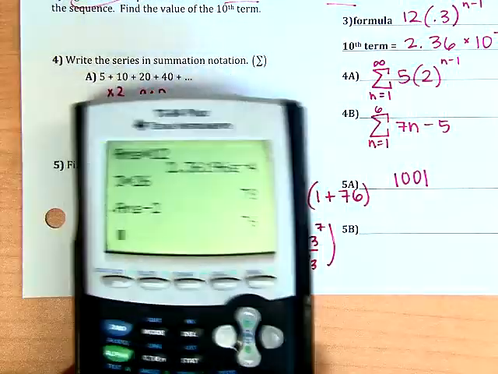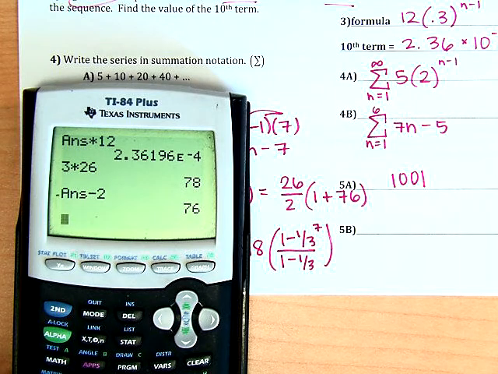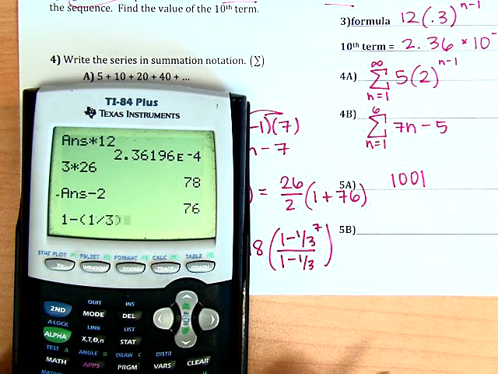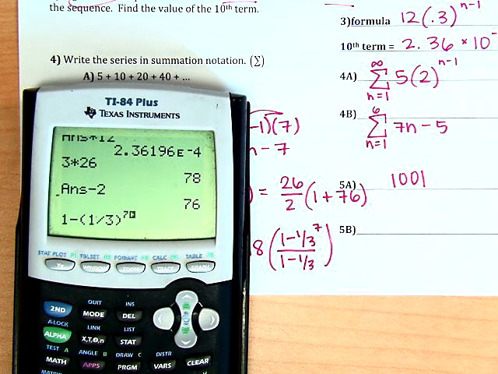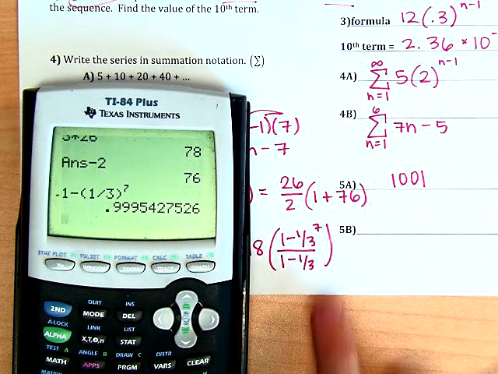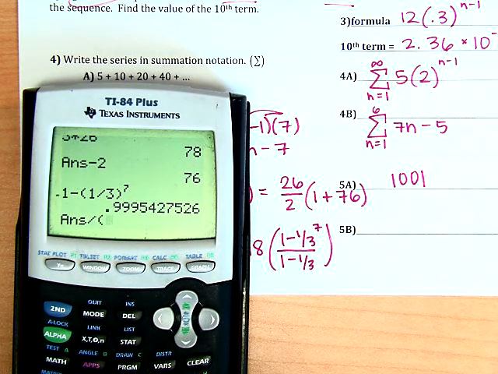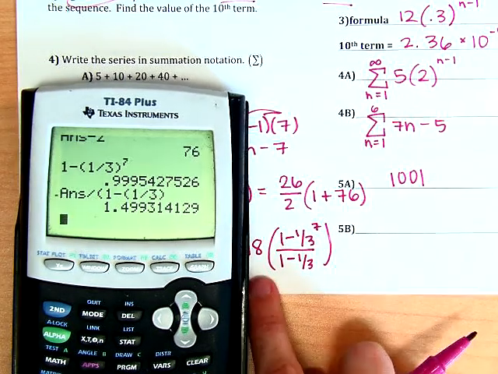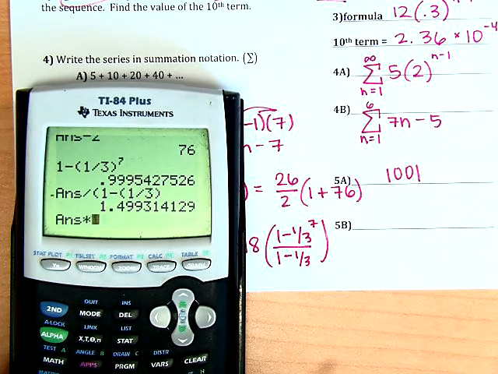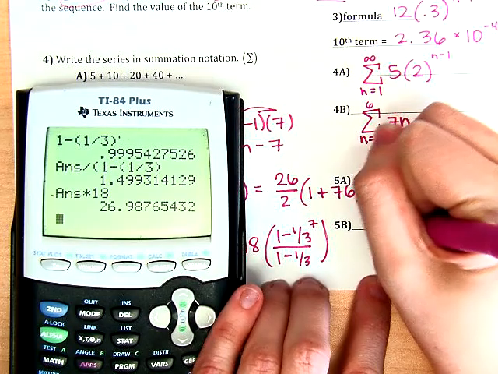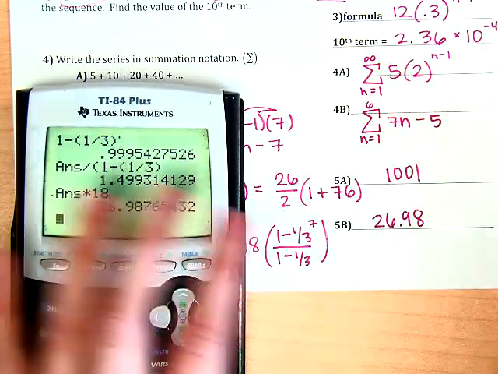So then in my calculator, let's do this. I'm going to do 1 minus 1/3 to the power of 7. Take that and divide it by 1 minus 1/3. And then multiply by my number on the outside, which was 18. And I get 26.98.